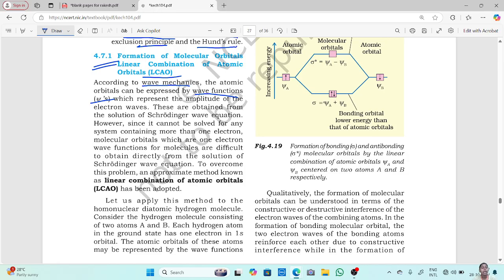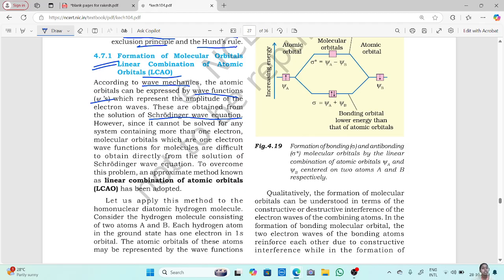They have a wave function which is represented by psi, which represents the amplitude of electron waves, the energy that is released by electrons, or that is gained by electrons. Those energies are depicted in electron waves, and to those electron waves they have given a wave function psi. Now, these are obtained from the solution of Schrödinger wave equation. Now from where they have obtained this? They have obtained it from Schrödinger's wave equation.